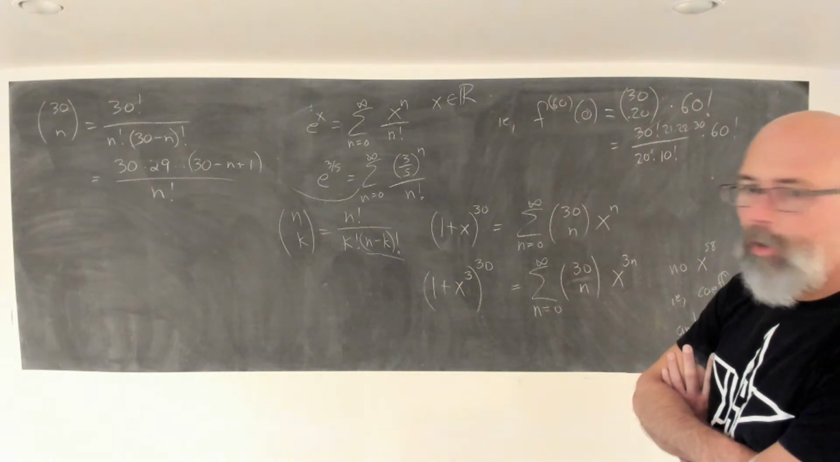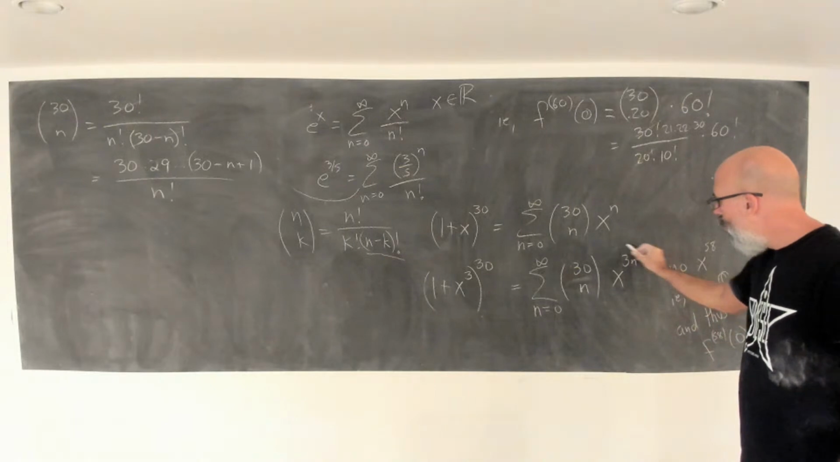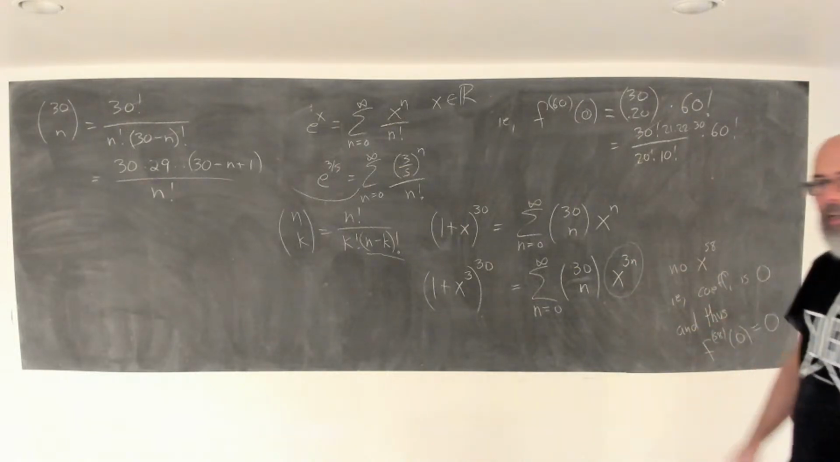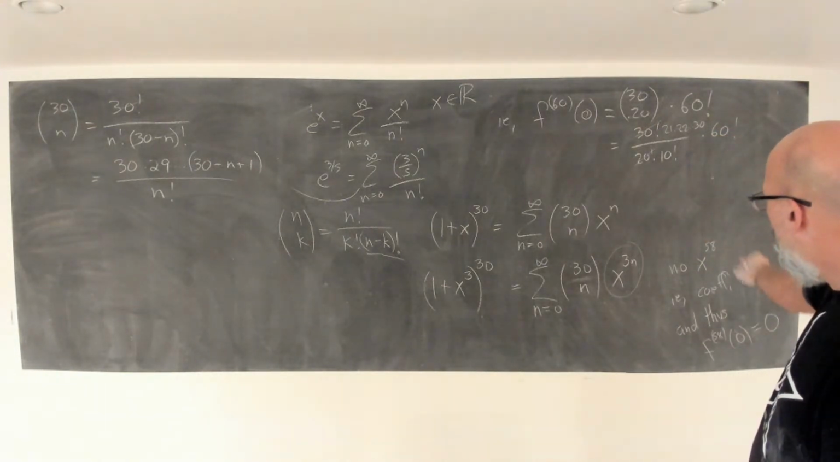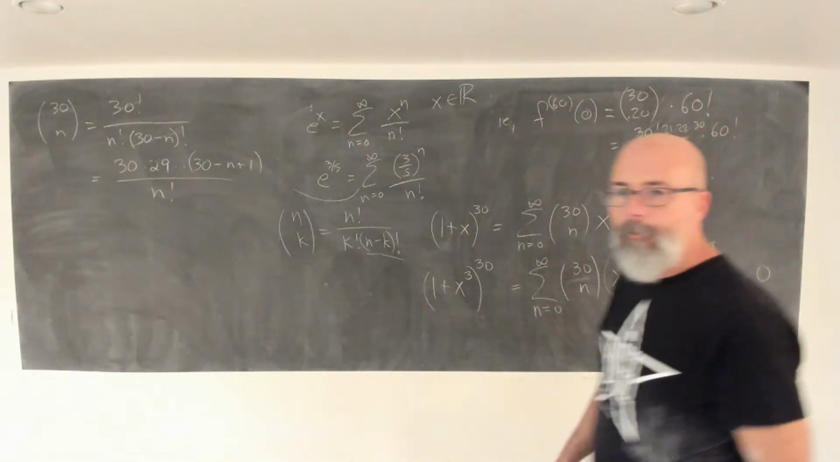Why does 58 not work? Well, there is no value of n which makes this 58. So there is no 58. So the coefficient of x to the 58 is 0.